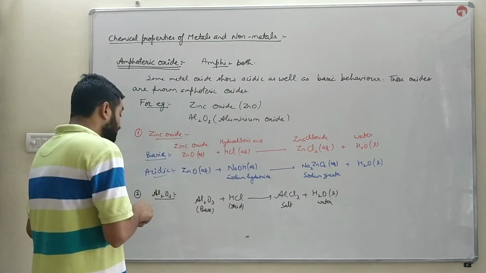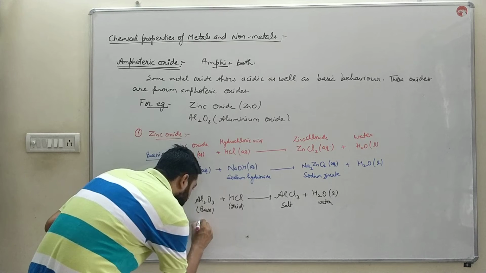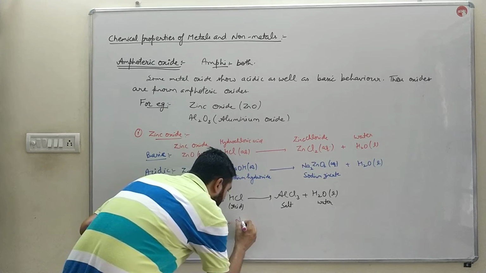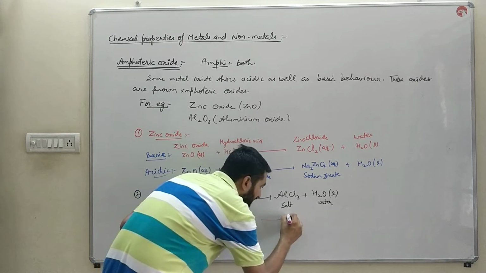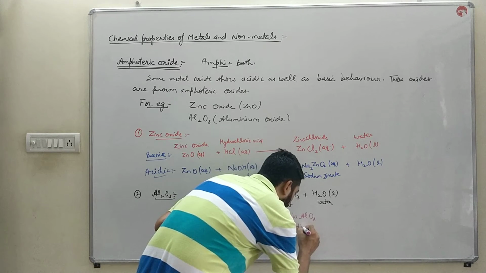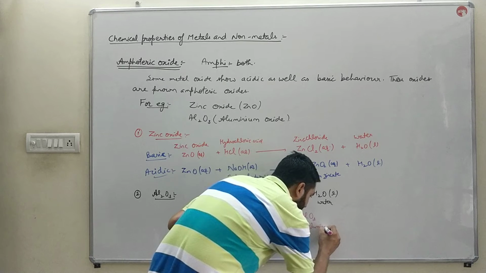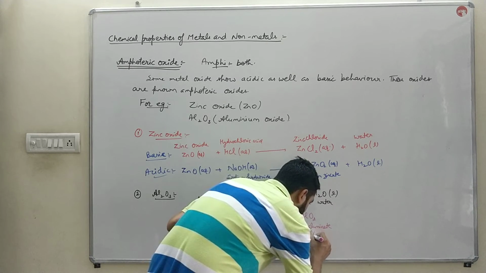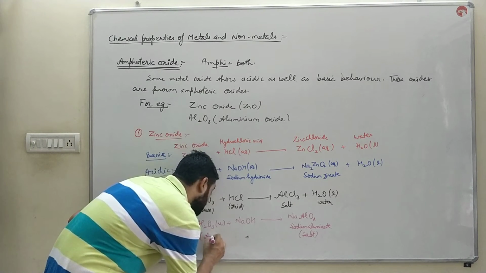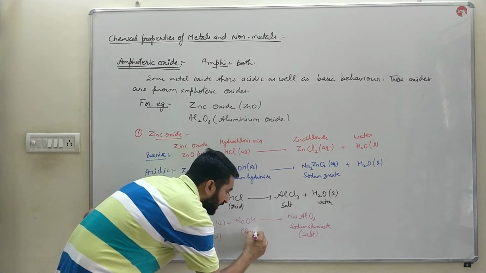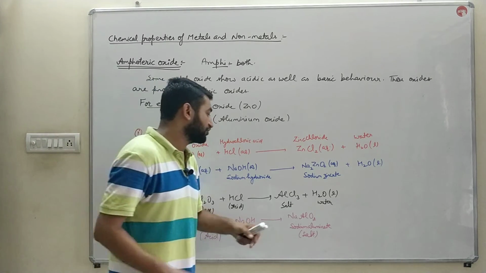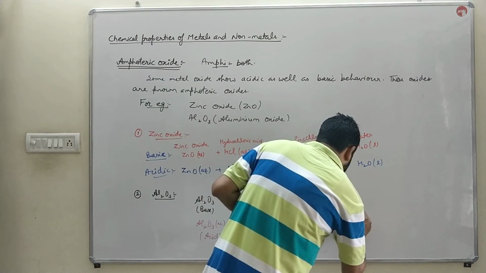But this aluminium oxide may also react with NaOH and will form NaAlO2, that is sodium aluminate. It is a salt, beta. So here the aluminium oxide acts as an acid. Why? NaOH is a base, sodium hydroxide is always a base. So when this base is reacting with this acid, it forms a salt along with the release of water.